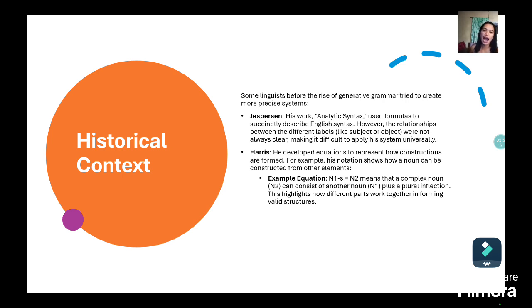He developed equations to present how constructions are formed. For example, his notation shows how a noun can be constructed from other elements. For example, the equation N1-S = N2 means that a complex noun N2 can consist of another noun, noun 1, minus sentence, S means sentence, I think. Noun 2 means that a complex noun can consist of another noun 1 plus a plural inflection. This highlights how different parts work together in forming valid structures.